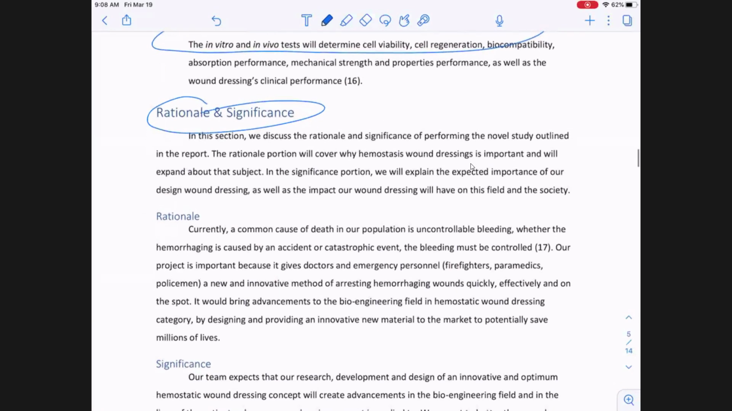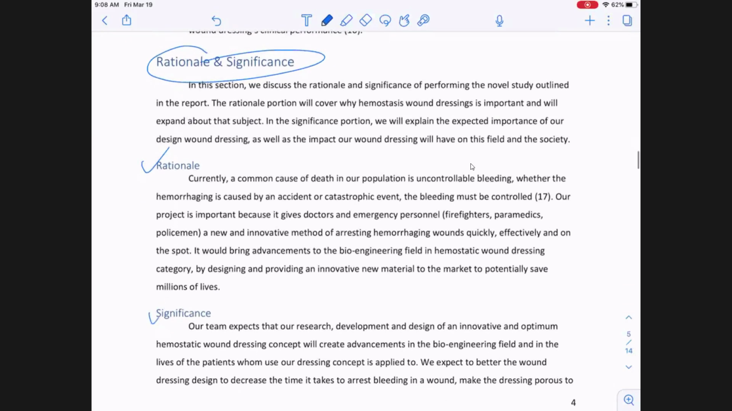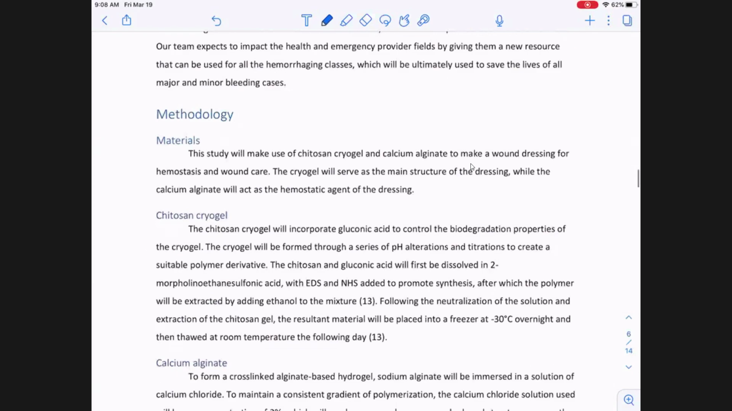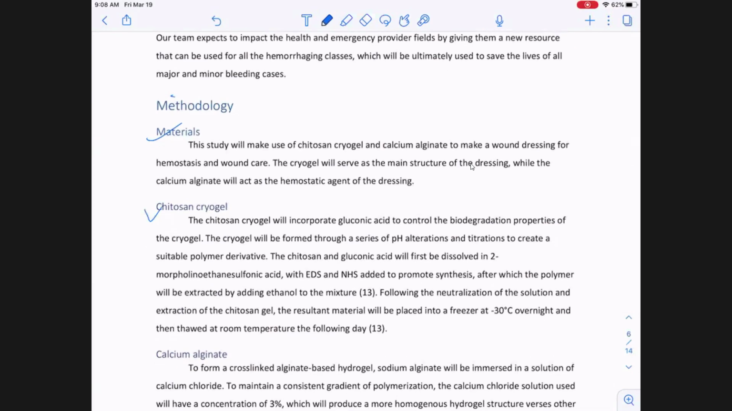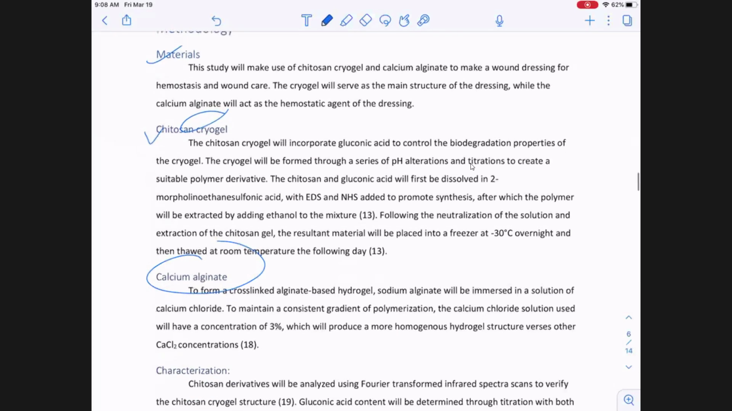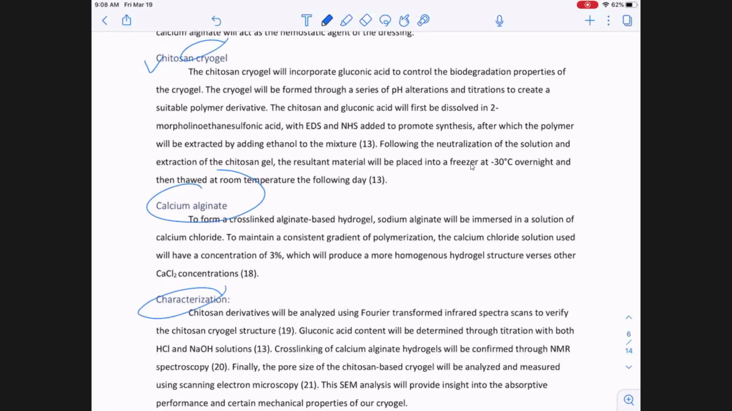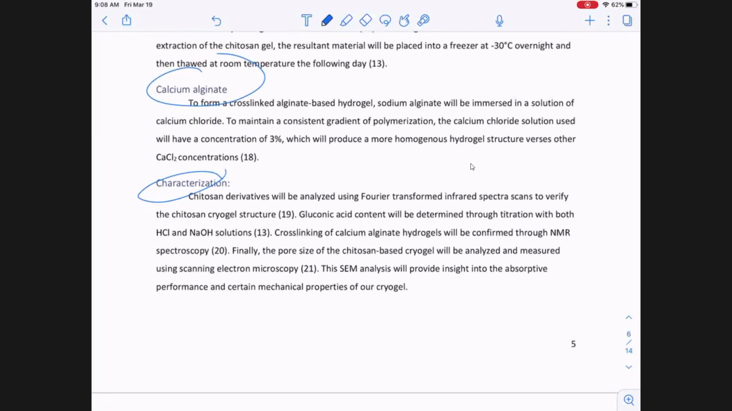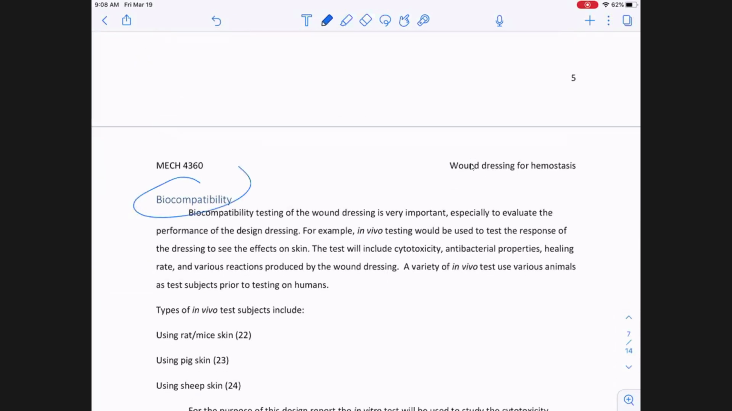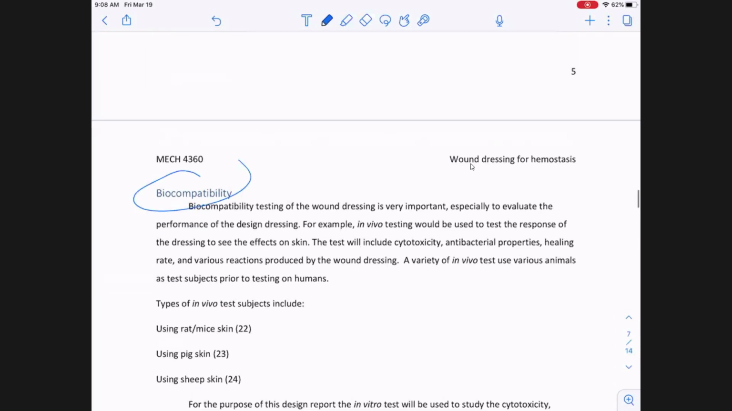You mentioned rationality, significance, then methodology. What materials do they use? They use a calcium alginate clear gel. So how to make a clear gel? And what are the materials, like calcium alginate? What characterization method? From the physical way, the SEM, or the chemical way, and they will make the biocompatibility test.